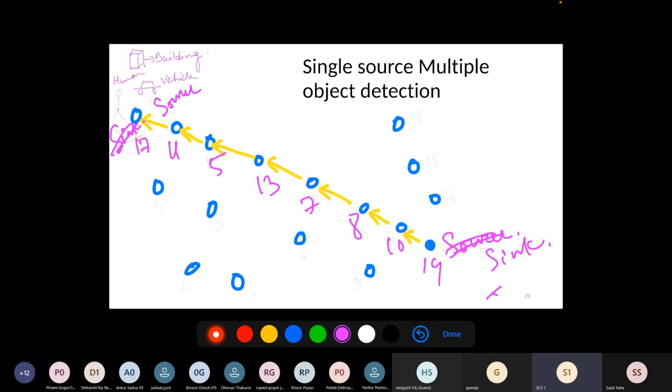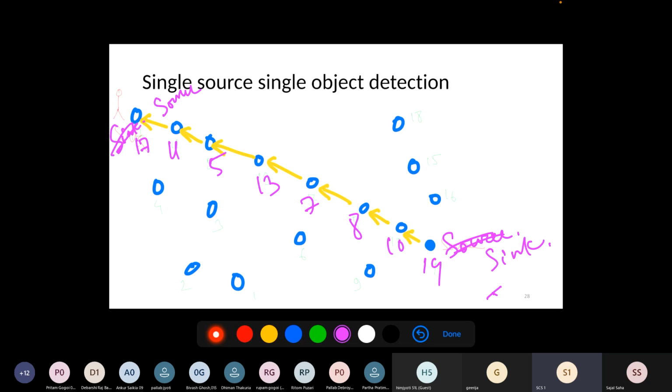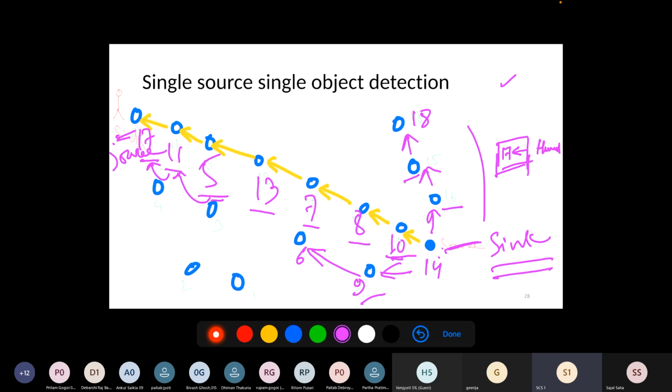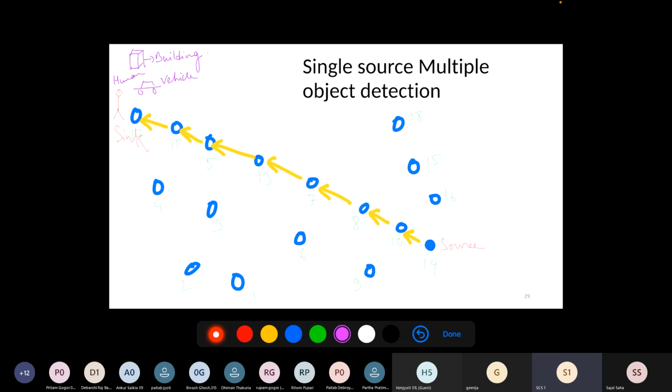So is this clear? If it is a single source and single object, it is much simpler. If it converts to single source and multiple objects, it becomes a little bit complex. So in the next class, I will tell more about this kind of complexity, how the complexity will increase in the case of wireless sensor networks to reach our objective. Okay. Up to this much is clear to you?